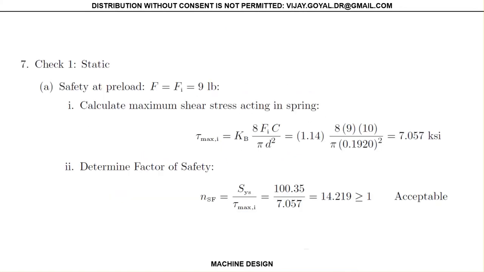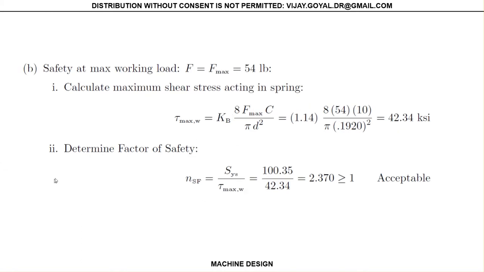Okay. Then I move on to my analysis, and now I'm going to start with all my checks. The very first check you do is your static check. You start with your preload, and you check your preload, which I expected, and it is acceptable. Then your next value, you have to do the maximum working load. That's at 54, and you calculate this, and you can show this is also acceptable.